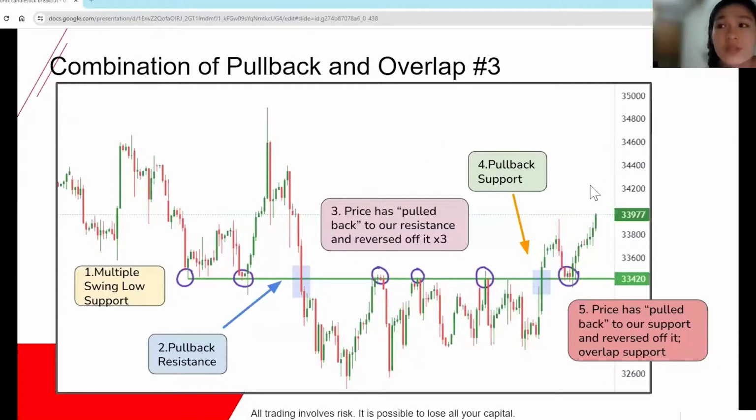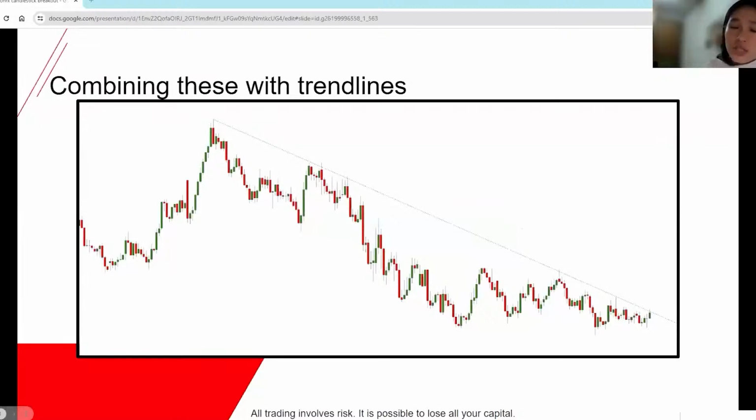So all of these levels, combined with your ability to spot candlestick formations, and also with your trend lines, trend channels, indicators, as well as Fibonacci, will help you to form confluence and help with your analysis.